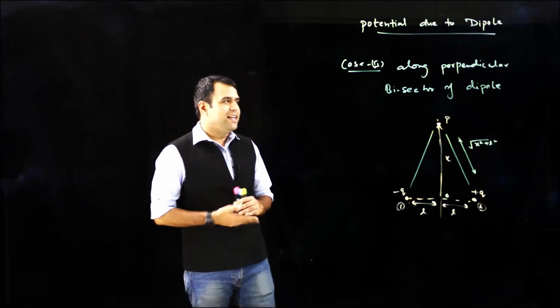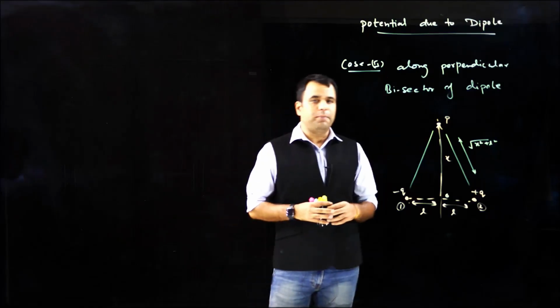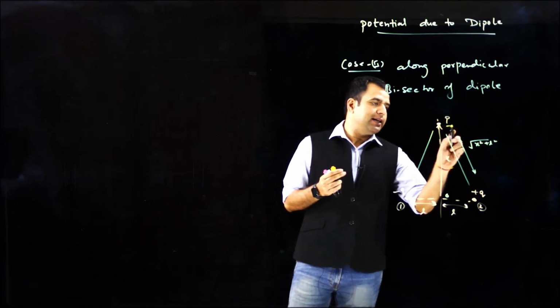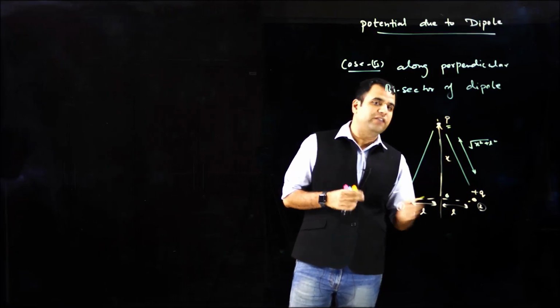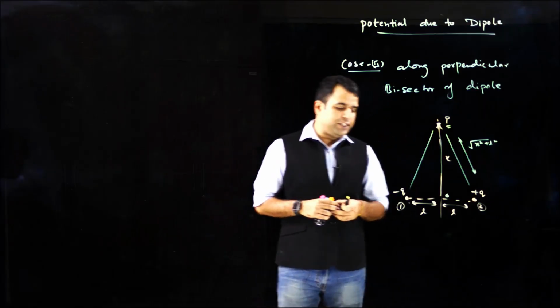Hello. Now we will calculate the potential due to a dipole along its perpendicular bisector. So we have selected this point P, which is at a distance x with respect to point O, which is at the midpoint of the dipole. At this point we want to calculate the potential.